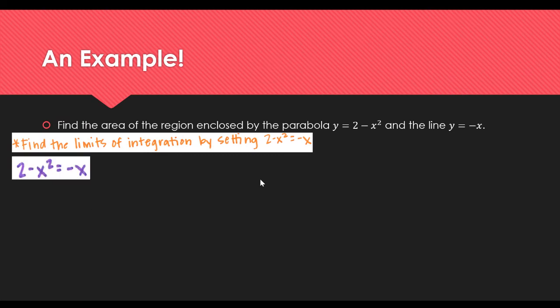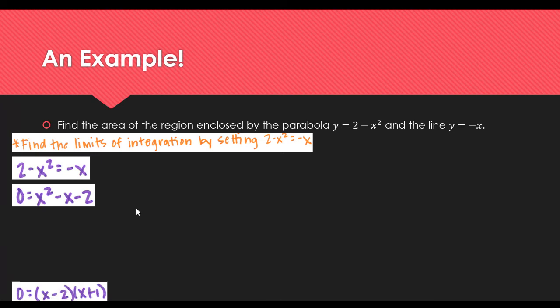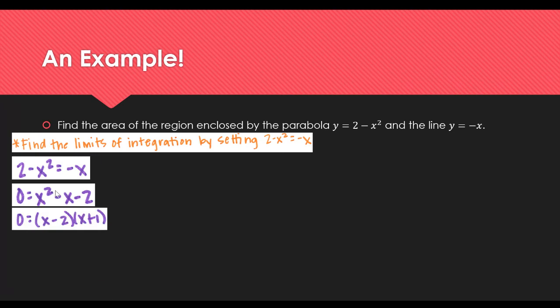So if I do 2 minus x squared equals negative x, I need to solve that. Since I usually want a positive x squared, I'm going to subtract the 2 and add the x squared. So now I have x squared minus x minus 2 equals 0. So I want to factor that. Factors of -2 that make -1 would be -2 and +1. Set your factors equal to 0 and solve, and you get 2 and -1. So I know I'm going to integrate from -1 to 2.